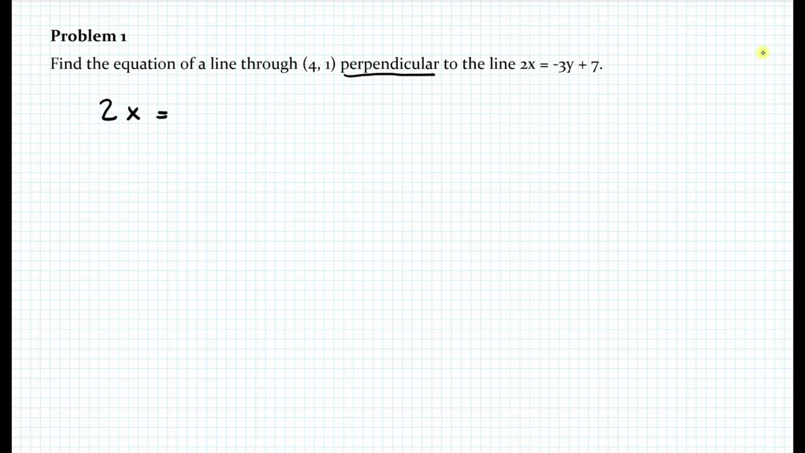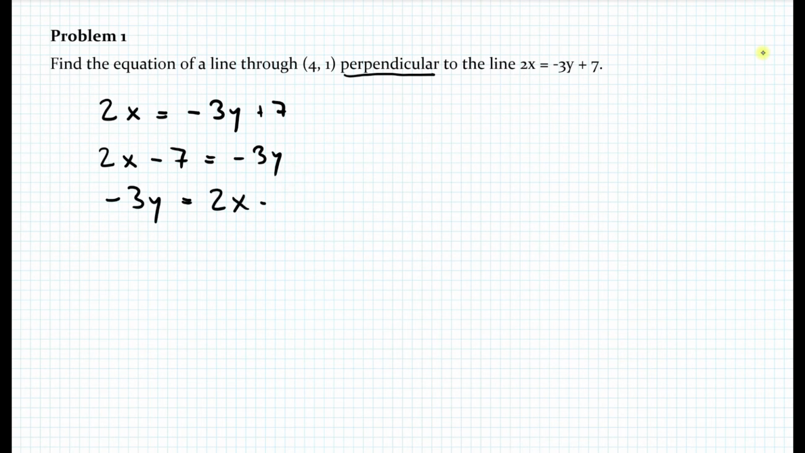So again, you have 2x = -3y + 7. What we can do is subtract 7 on both sides, so you end up with 2x - 7 = -3y. You can rewrite it the other way and say that -3y = 2x - 7. Now we can divide both sides by -3 to obtain the following: y = -2/3 x + 7/3.